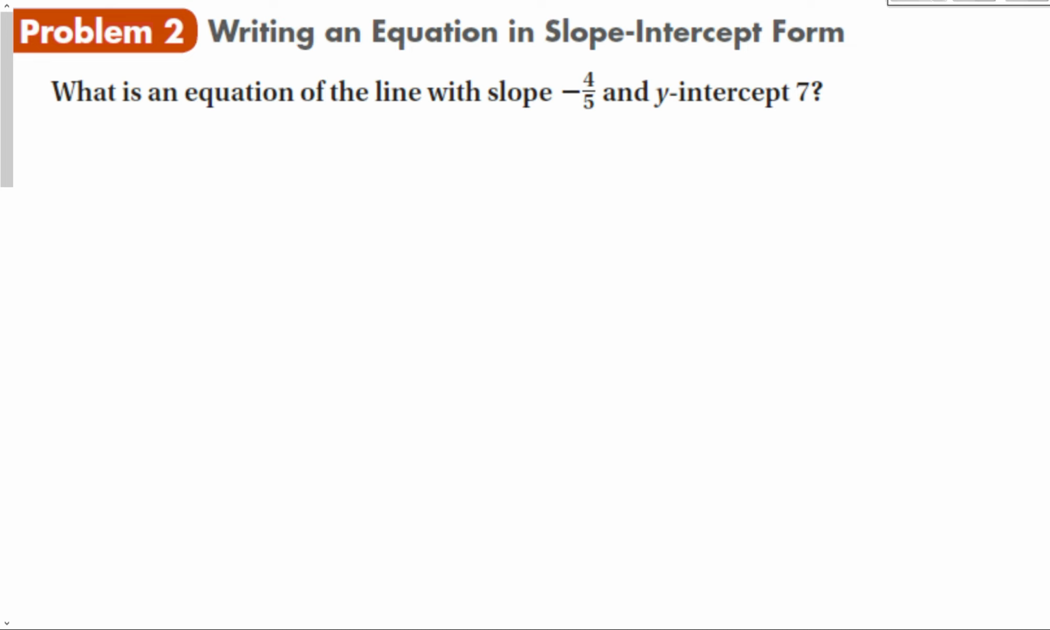So now we go the other way, and I can very easily write my equation because I have slope, put the variable, and then my y-intercept, which happens to be a +7. That's it. Slope-intercept form.